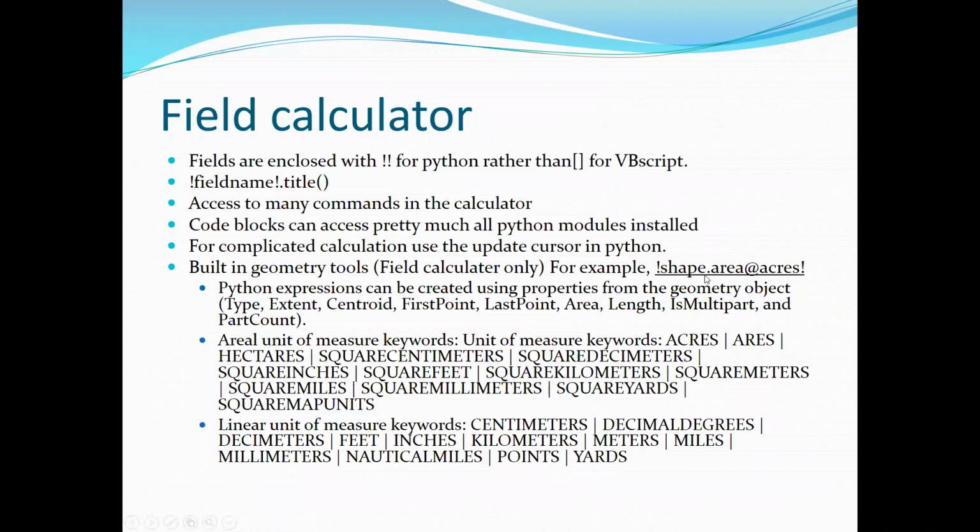There are some built-in helper functions for geometries. So if you see !shape.area@acres!, with the little exclamation points, that's going to return the geometry. Obviously, this is a polygon for this to work. Then .area, and then @acres. So if I specify area unit, I can specify any of these keywords to get that back in whatever units I want. So you don't have to convert or reproject or calculate. Like if you need square inches, you can get it. If you need square millimeters, you can get it. I don't know why you would need square millimeters, but it's there.